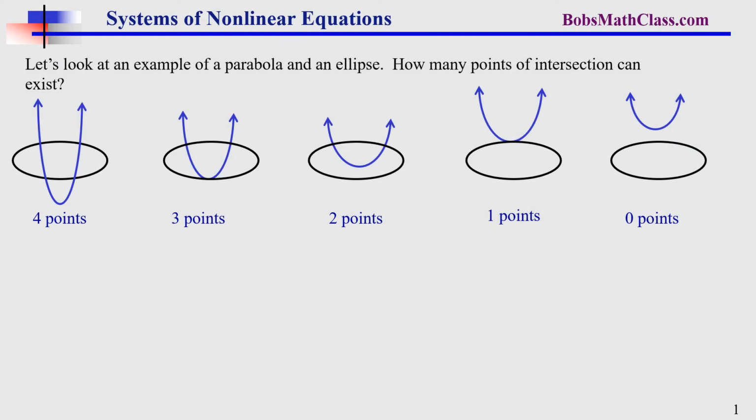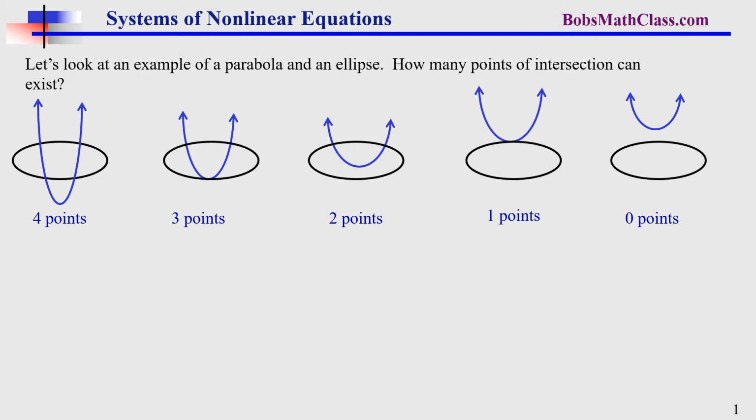Okay, so this video is on systems of nonlinear equations. Nonlinear means it's not a line. In the past few sections, we've been talking about hyperbolas, parabolas, and ellipses, and so now we're going to talk about where they intersect if we have two of them on the same graph. On our screen here, we see an ellipse and a parabola.